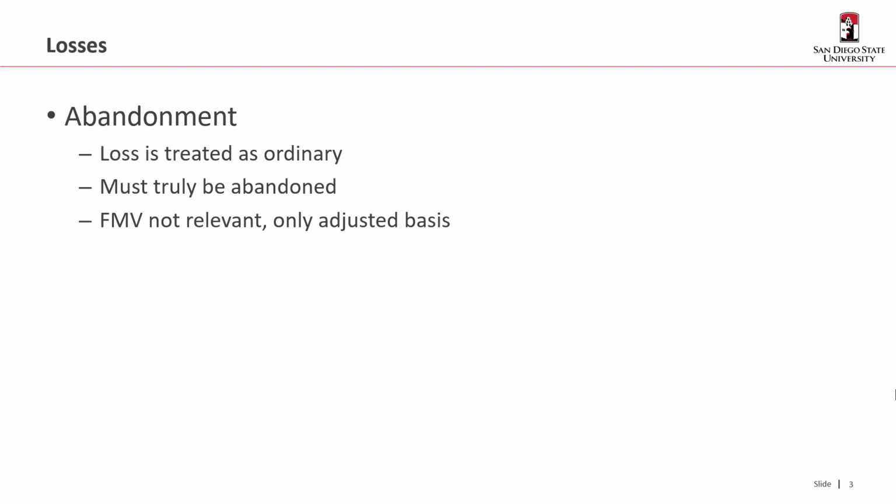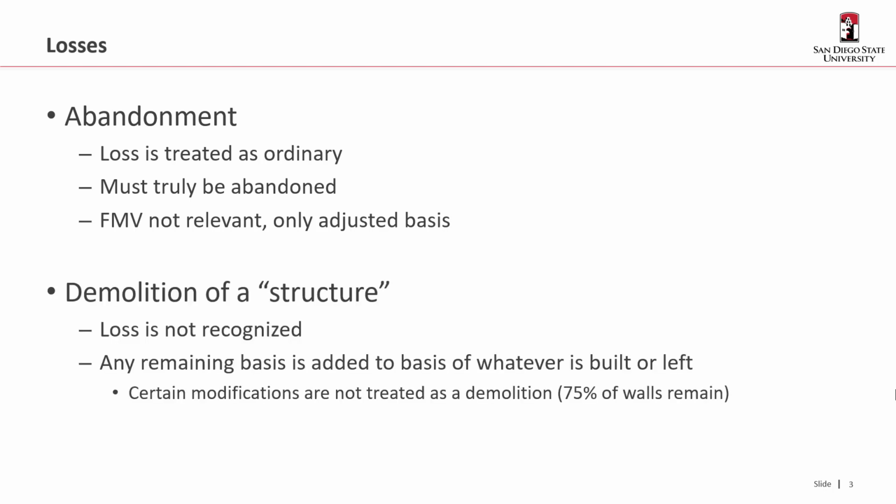And the fair market value simply isn't relevant with respect to an abandonment. We really just worry about the adjusted basis of the property that's been abandoned, because that's going to represent the loss amount, right? So we'd have amount realized 0, adjusted basis whatever, and that yields some form of loss that we would treat as ordinary.